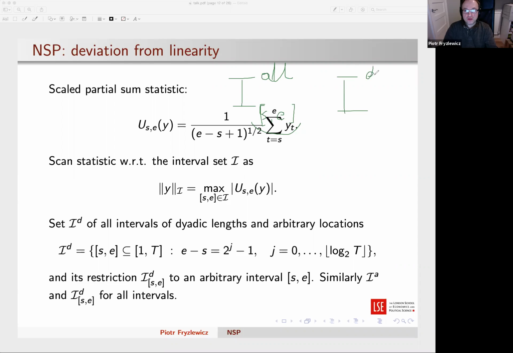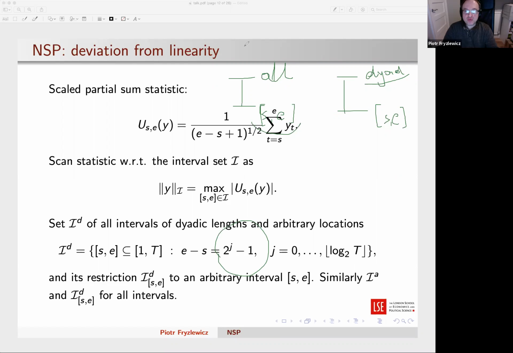D is for dyadic. I'm not going to write the whole word dyadic because it'll be terrible, but I say dyad, the same as E, is the set of all dyadic intervals. What are dyadic intervals? Dyadic intervals are intervals located anywhere, but of length that is a power of 2. That's all there is to it.